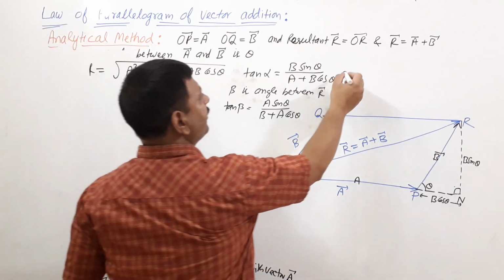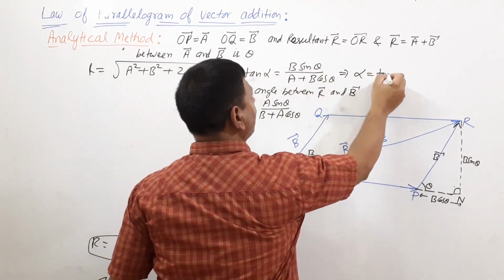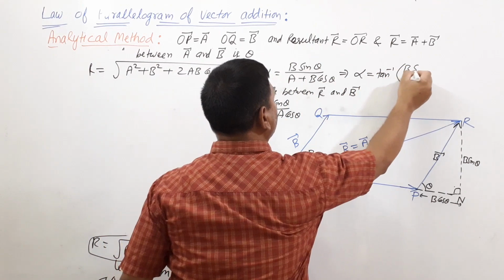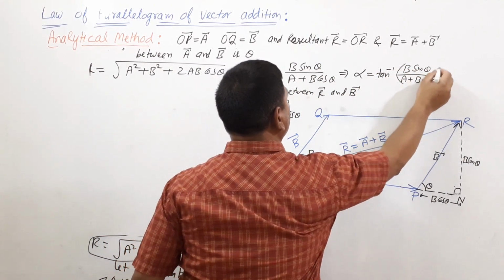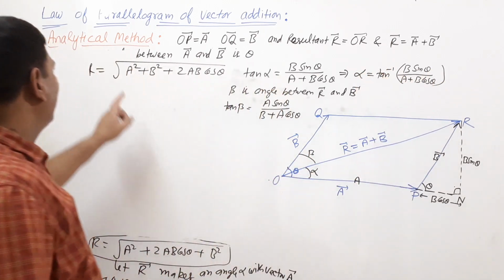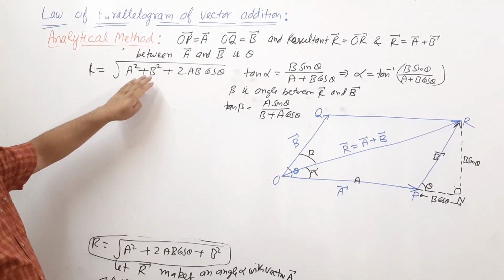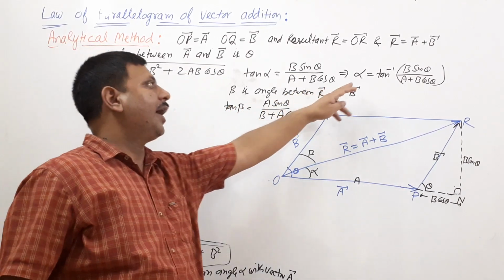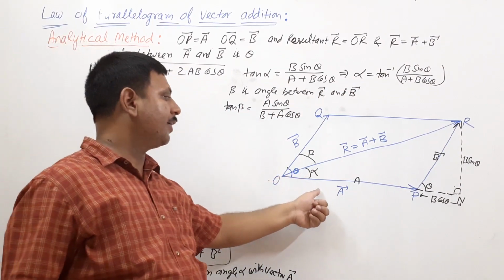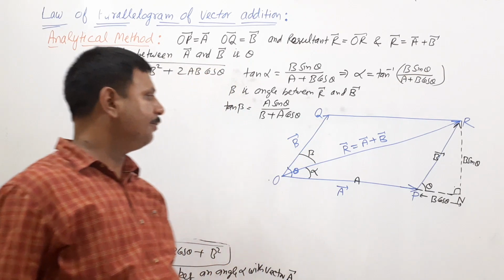Here also you can see what is alpha. So alpha is equal to what? Tan inverse. If we write it in inverse form, what will we say, beta? B sin theta upon A plus B cos theta. So what we have found is that the resultant vector has magnitude under root A square plus B square plus 2AB cos theta, and the angle made by vector A is tan inverse B sin theta upon A plus B cos theta.